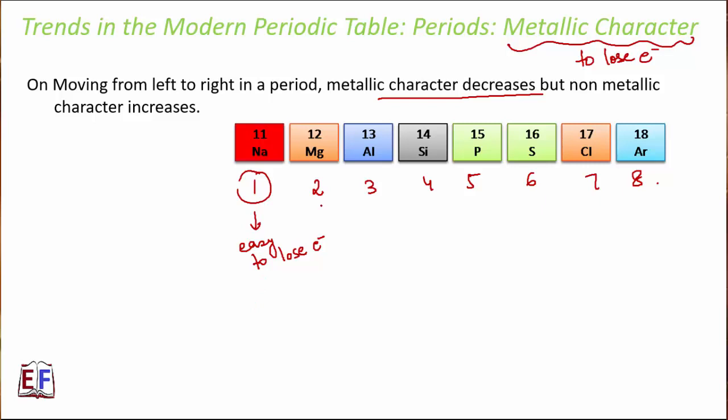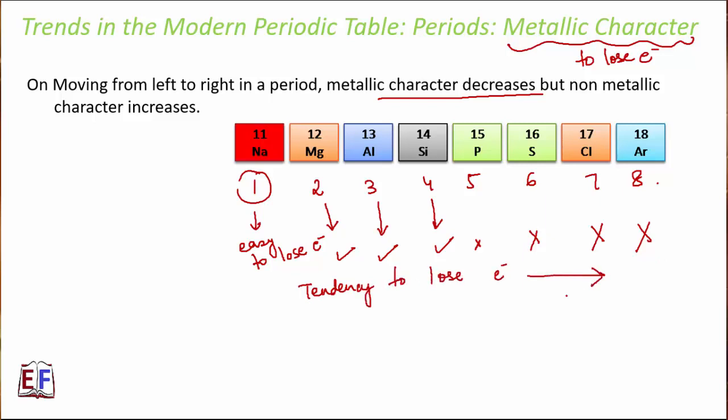For magnesium also, it is okay to lose electrons. Aluminium is okay to lose 3 electrons. Silicon also is okay to lose electrons, but phosphorus is not okay to lose electrons. Sulfur is all the more not ready to lose electrons. Chlorine is all the more not ready, and argon is definitely not going to lose any electron. So we see that the tendency to lose electron is decreasing. So we can say that the tendency to lose electron decreases from left to right, and the metallic character decreases from left to right.